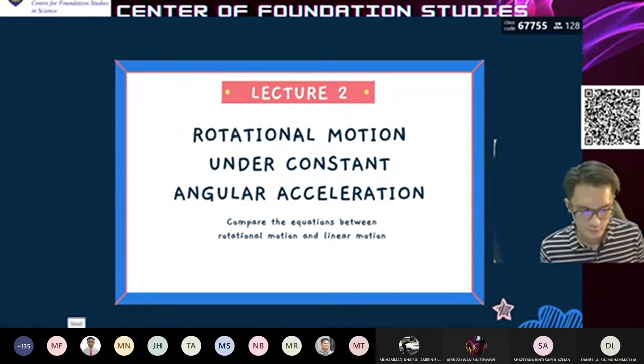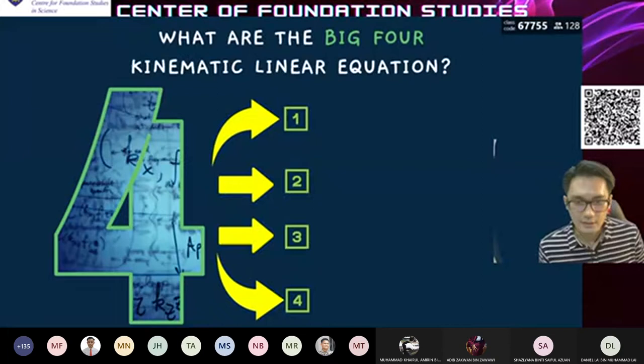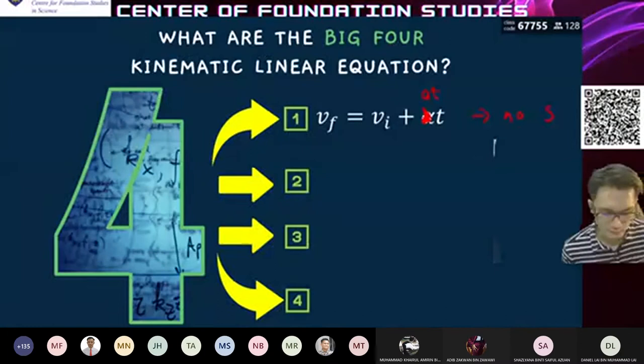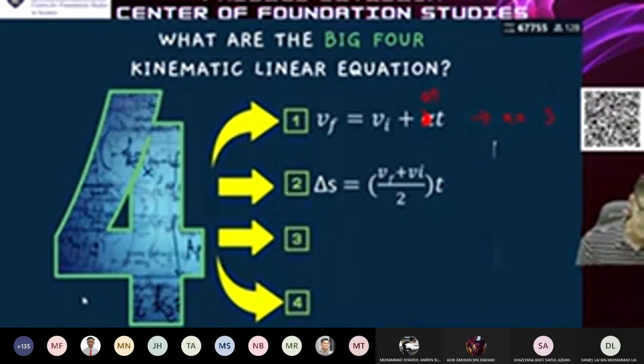Okay, so let me recall what are the big four kinematic linear equation. Ada empat. The first one is V final is equal to V initial plus AT. This is AT, yeah, bukan angular. And from this equation, we know that there is no S involved. Okay, and then the second one, delta S is equal to V final plus V initial divided by 2 and then times the time. So this one we can see that there is no acceleration involved.